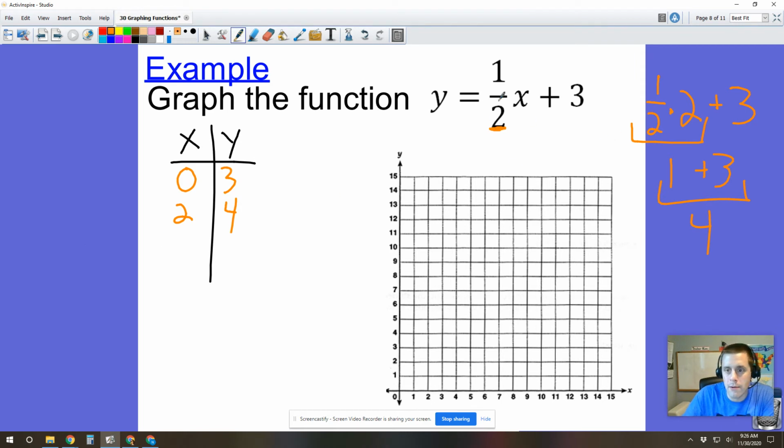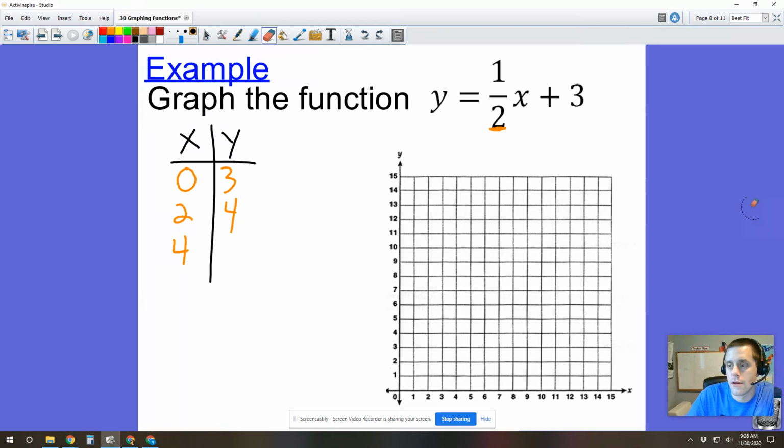Choosing my next value, again, remember multiples of 2 here will be easy to work with, so I'm going to choose 4 next. If I plug a 4 into x, let me erase this calculation so I have room to work. All right, so I have 1/2 into x. I'm plugging my 4, so times 4 plus 3. Multiplication first, 1/2 times 4 is 2, and 2 plus 3 gives me an output of 5.